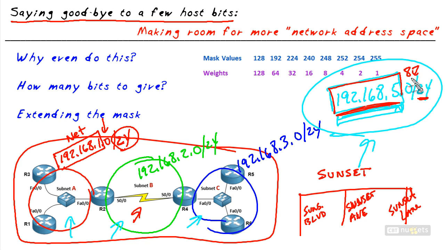We are going to take some of the bits over in this host portion from the network that we're dealing with, and we are going to allocate some of those bits over towards network addressing. And effectively what it's going to do is make more room for network address space, and we're going to use that additional space, those additional bits, to carve out additional subnets.